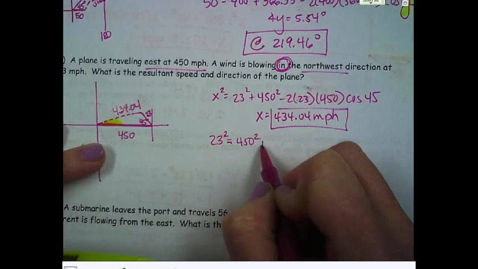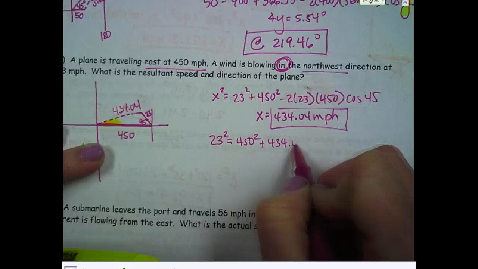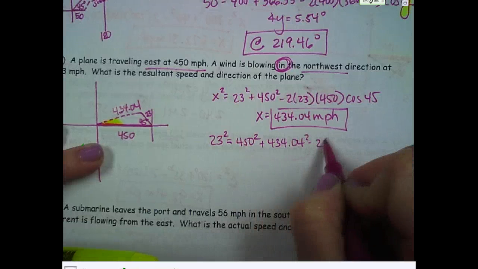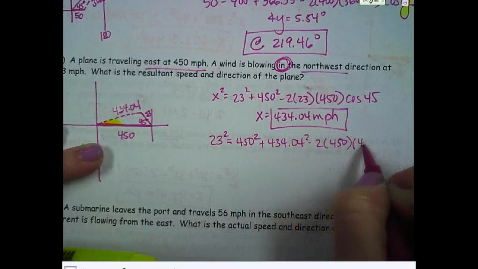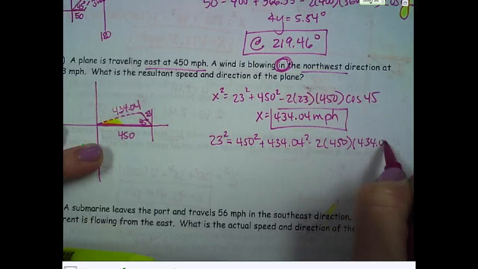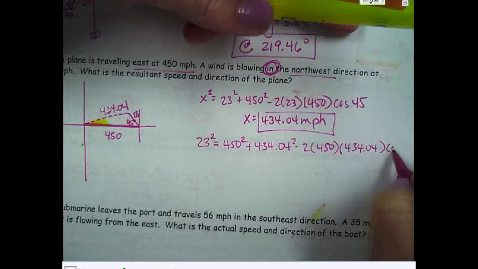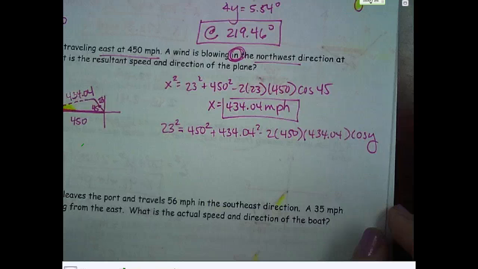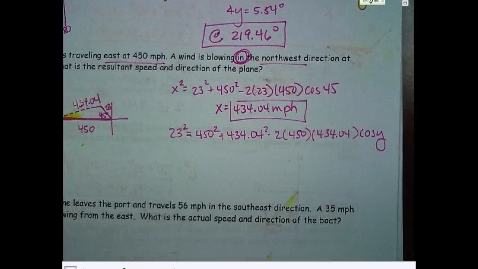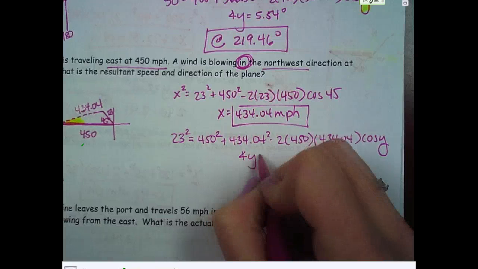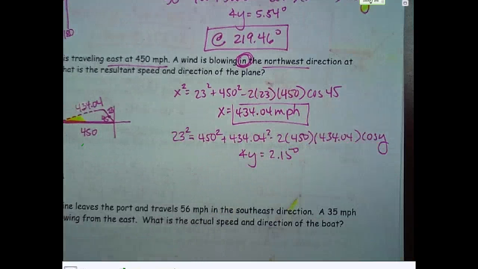450, the one you found, and cosine of y. Now this is the one where on the calculator you subtract twice, hit enter, and divide 3 times and hit enter. And then you find the inverse. So angle y is 2.15 degrees.